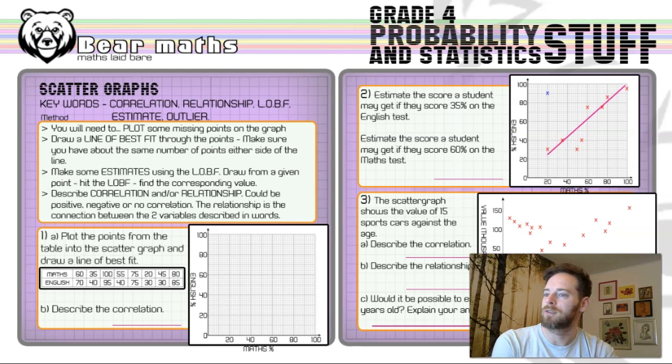And the correlation is the connection between those two things, which we can describe as either being positive, negative, or none, no correlation. A positive correlation will have very visible points that are going up in a particular direction. Negative correlation will be going down, and no correlation, points will just be all over the place. Okay, so that's in connection to the line of best fit that you can draw.